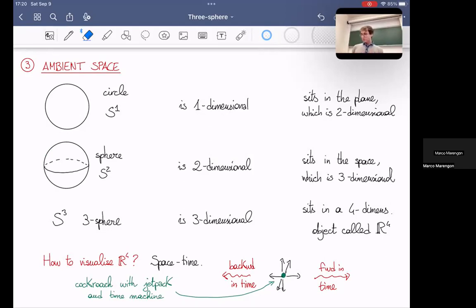So to conclude, I just want to say that I didn't find a good image on Google of a cockroach with jetpack and time machine. So maybe this could be an exercise for you. Thanks very much, and good luck with the project.